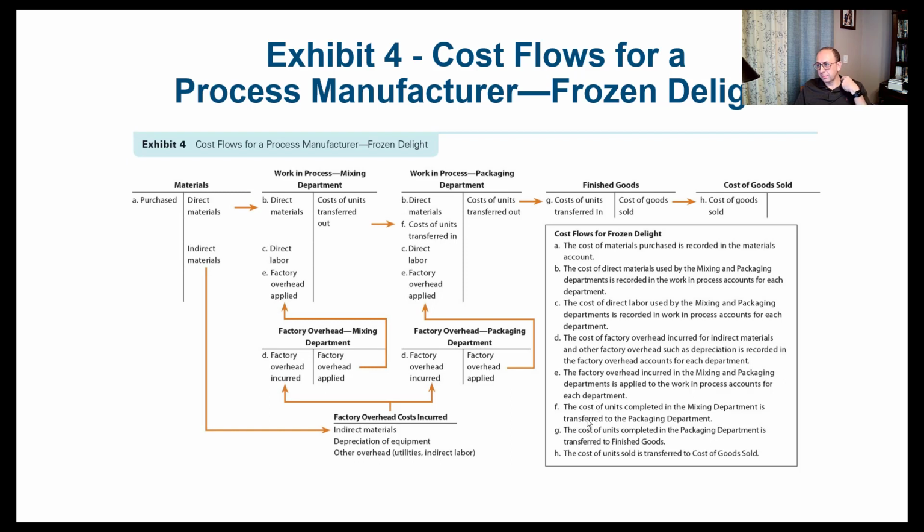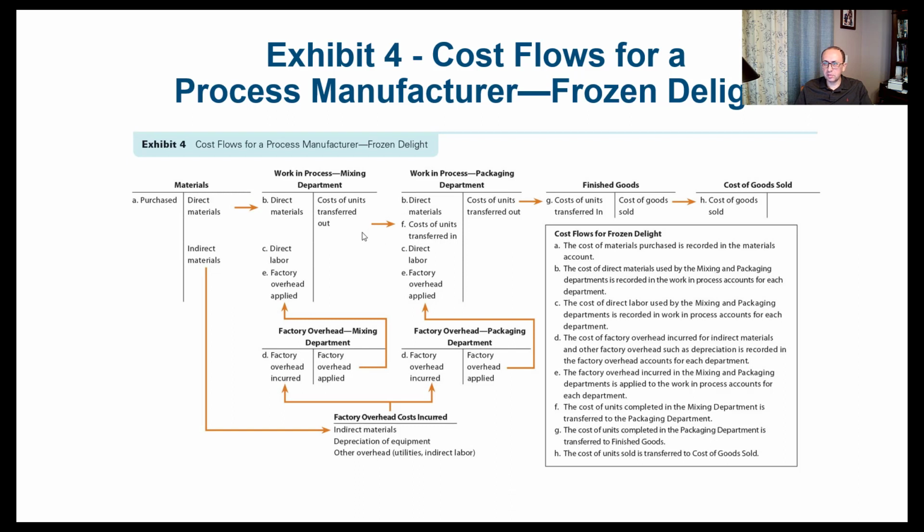And then in F, the cost of units completed in the mixing department is transferred to the packaging department. So again, the cost of the units completed in the mixing department is transferred. So you can see that the things that we mix here in the mixing department are going to go to packaging on the debit side, and that would be part of the work in process for the packaging department.